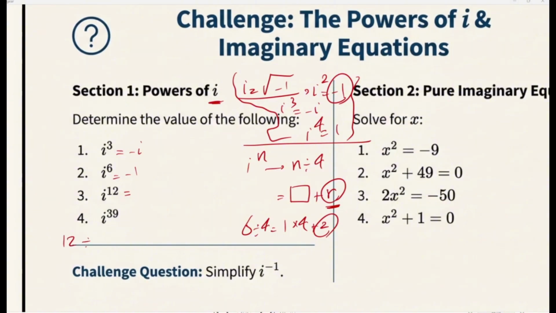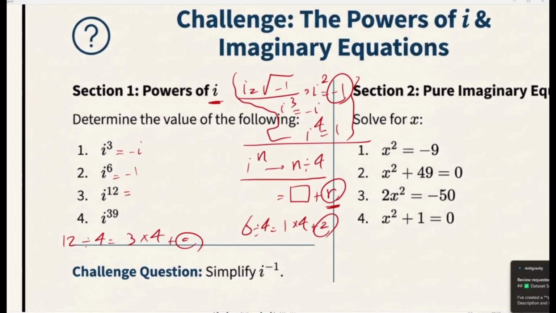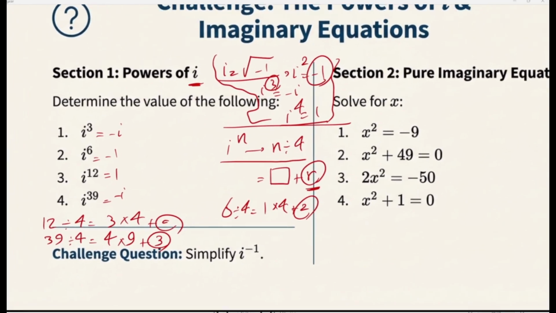12 divided by 4 is equal to 3 times 4 plus 0. So since we don't have any remainder, what are we going to do? We're going to focus on the final condition, which is i to the power 4, which is going to be 1 itself. And finally, i to the power 39. So 39 divided by 4 is going to be 4 times 9 plus 3. So we are going to have the 3 as our remainder. i to the power 3 is -i, and this is the answer. Simple as that. So we do have a challenging question.